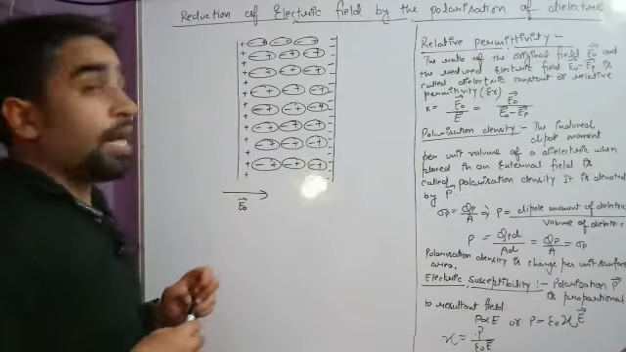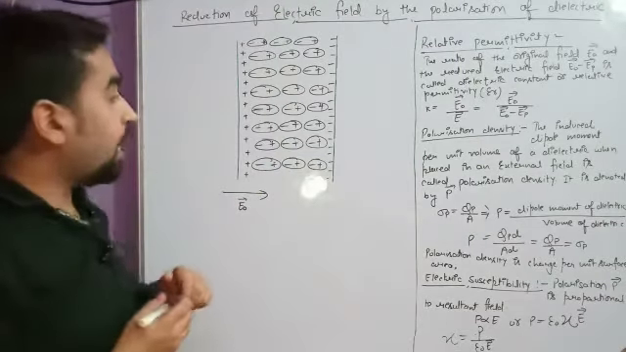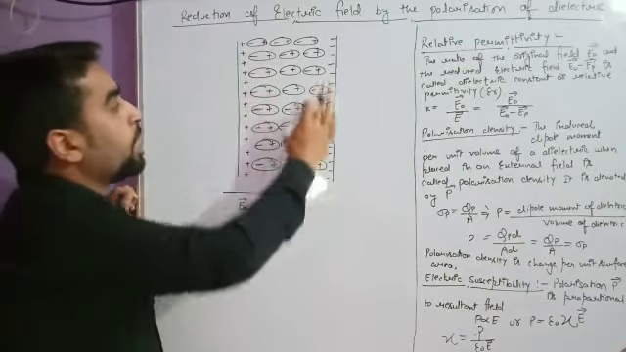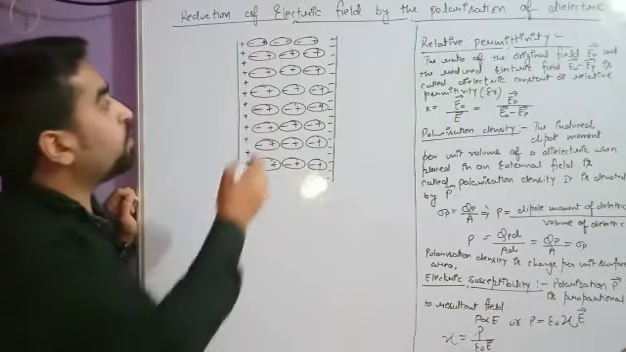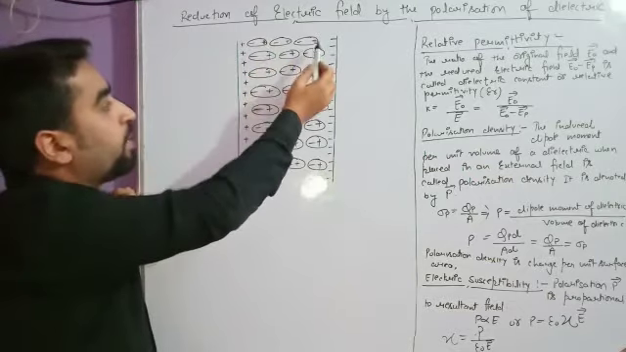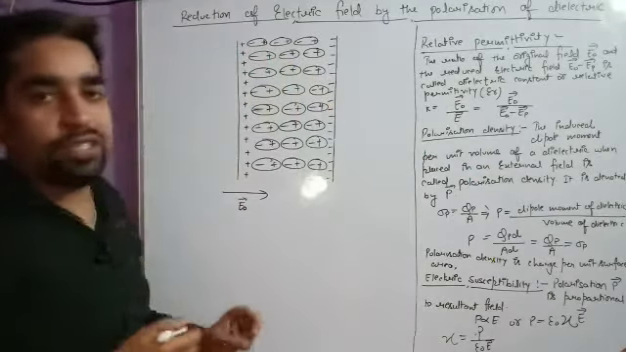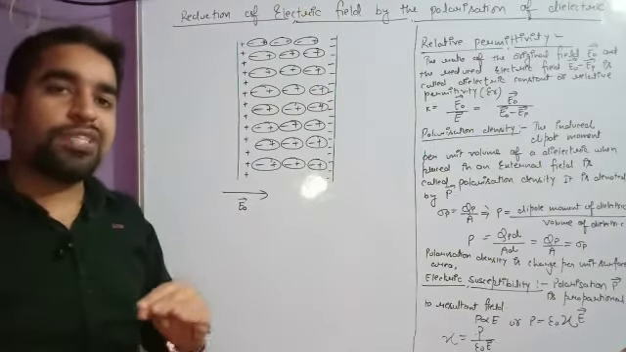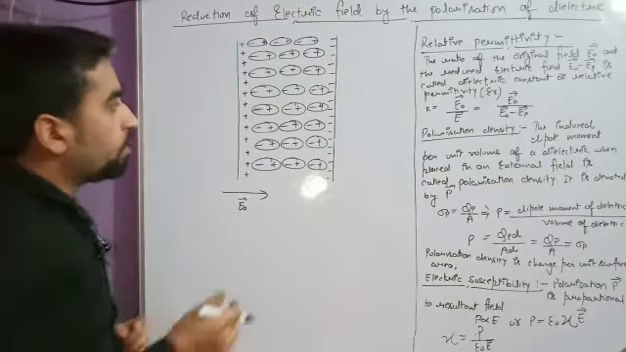Okay, what is the charge density? So the answer is, the total charge density is 0. Why is it 0? You can see the number of negative charges is equal to the number of positive charges. So the total charge is 0. But the surface charge density is not 0. How is it not 0?